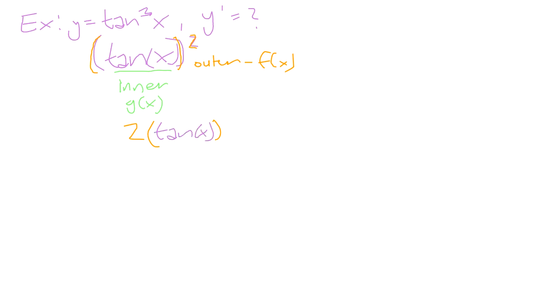Now our derivative of tangent of x is going to be secant squared of x. So we can multiply that times what we already had, and therefore our final answer is going to be y prime equals 2 tangent of x times secant squared of x.